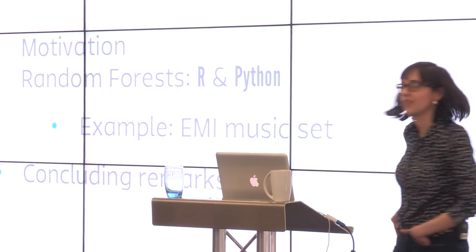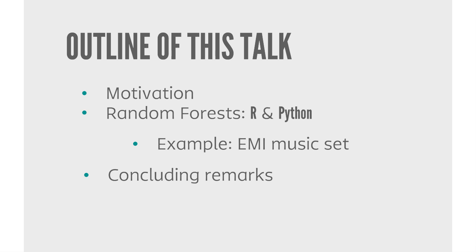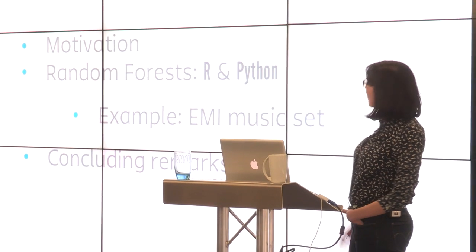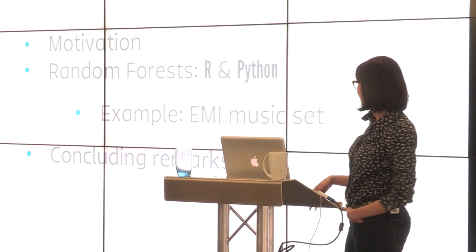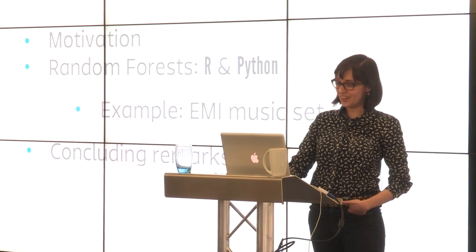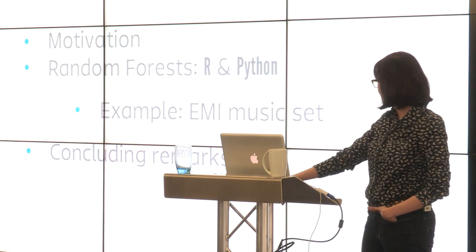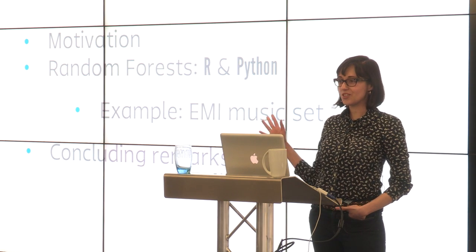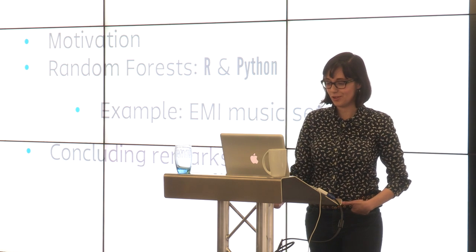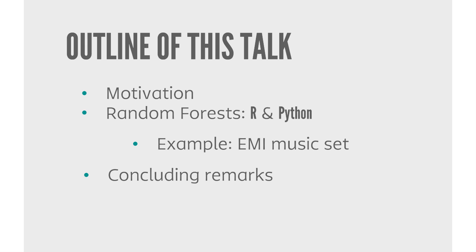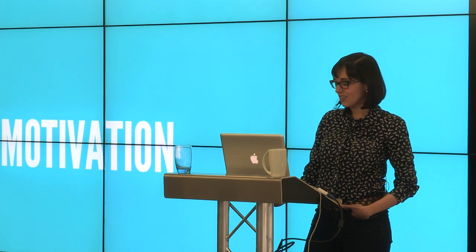So this is the outline of this talk. First, I'm going to give you a motivation as to why I'm going to be talking about random forests, and in particular when it concerns R and Python. Then I'm going to discuss random forests and their implementations in R and Python. I'm going to focus on a very specific example, namely the million song dataset, and tell you a story as to why this is an interesting example. And then I'll give you some concluding remarks. So, motivation.